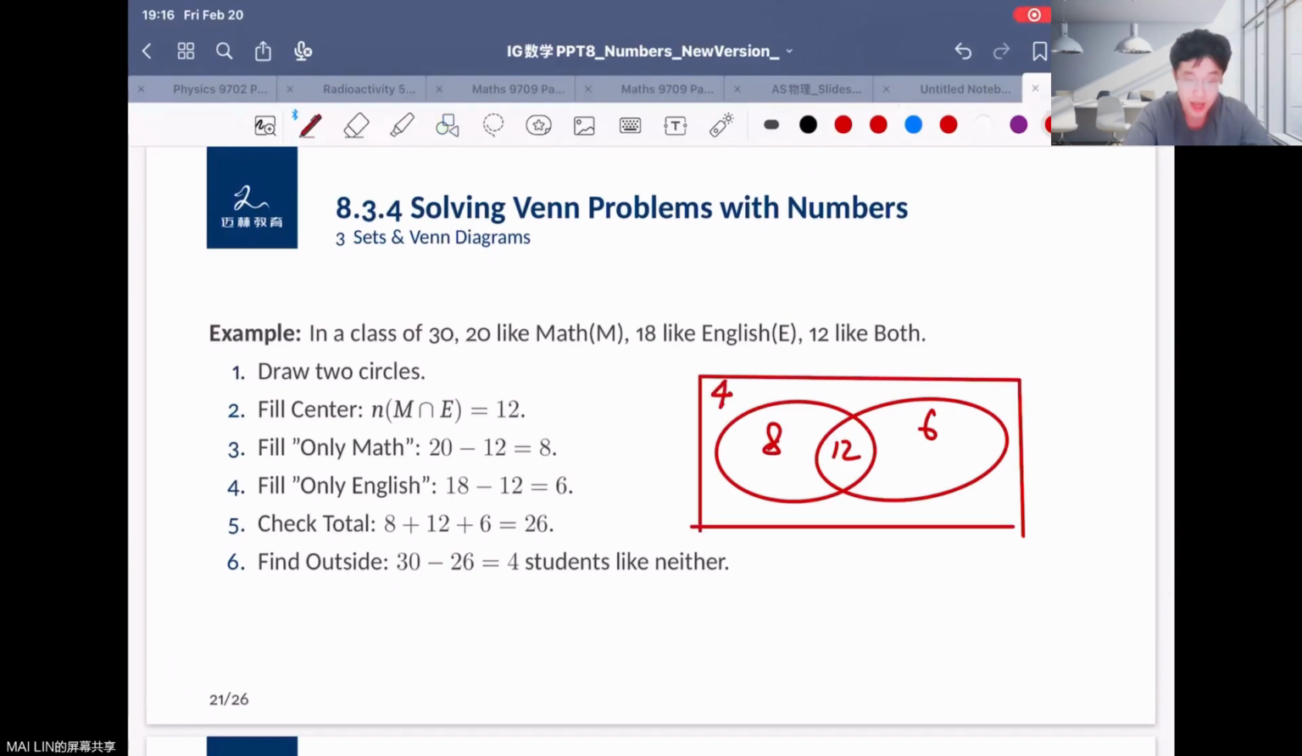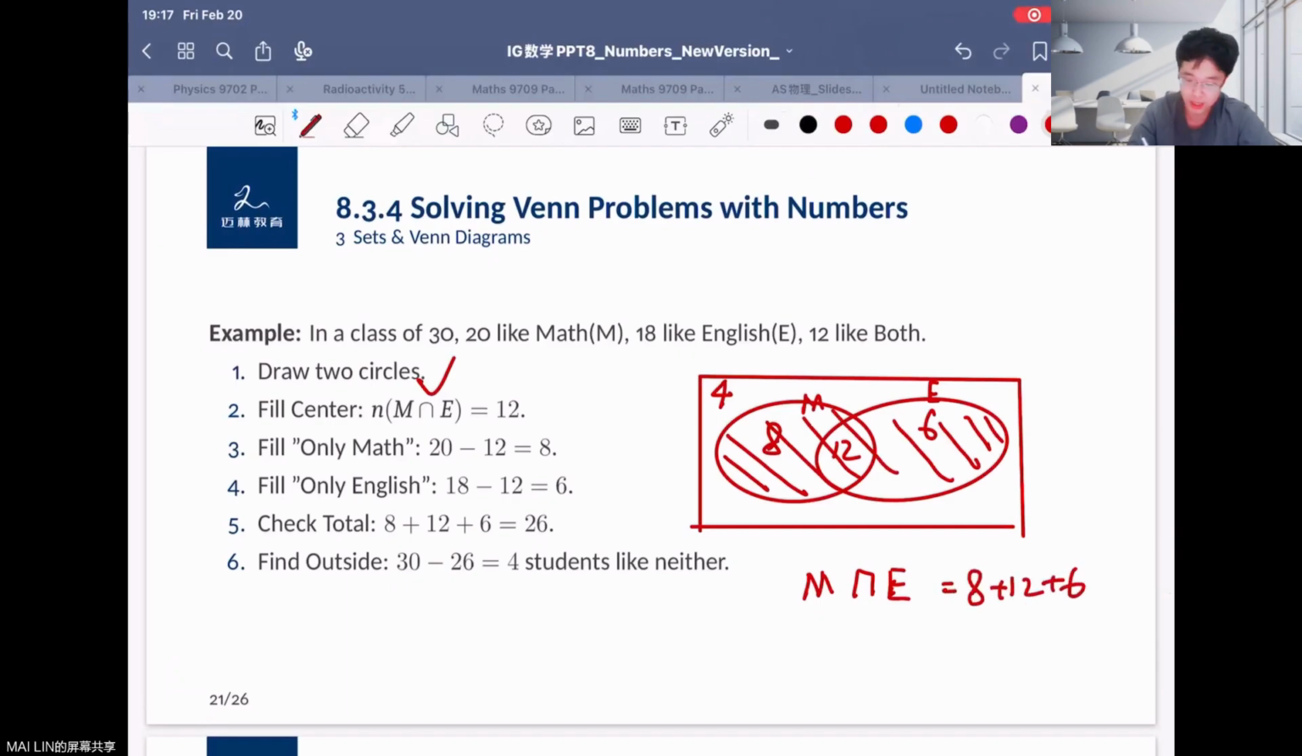Okay, so the first problem is to draw 2 circles, okay? So here you already drew 2 circles, okay? And you can fill in the center, and here's 12, and here's 4 outside, right? And if a problem asks you, maybe here's math and here's English, and please find the graph for A and B, math and English, you can set that the total area here is 8 plus 12 plus 6, right? 8 plus 12 plus 6.